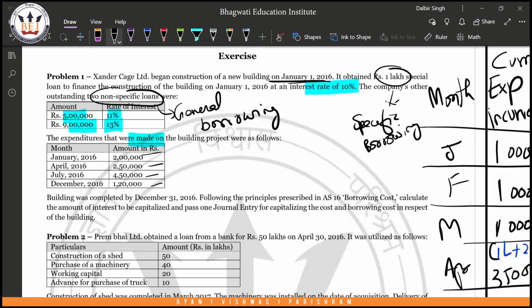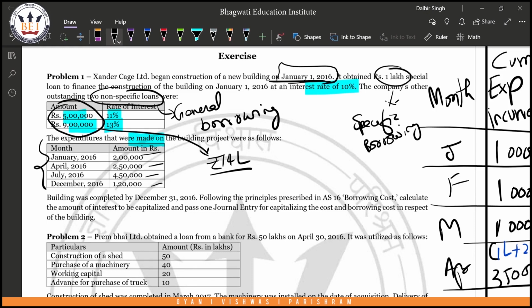Now if you see the expenditures here, they said in January 2 lakh was expended, in April 2 lakh 50 was expended, in July 4 lakh 50 was expended, and in December 1 lakh 20 was expended. Which means if you go back and read what is eligible borrowing cost, it says directly attributable for acquiring or constructing a qualifying asset. Now how much loan do I have? This is the non-specific loan I have, which is a total of rupees 14 lakhs. Now when do I have this 14 lakhs? I have this 14 lakhs on January 1, 2016.